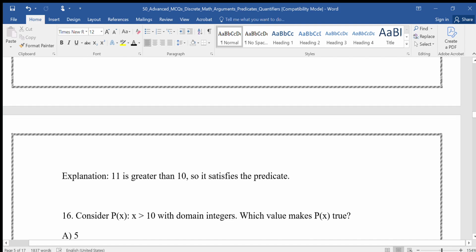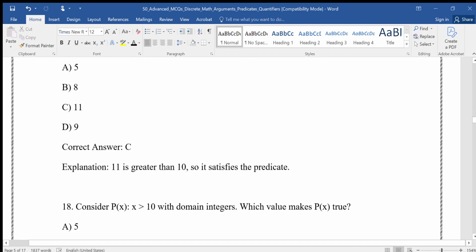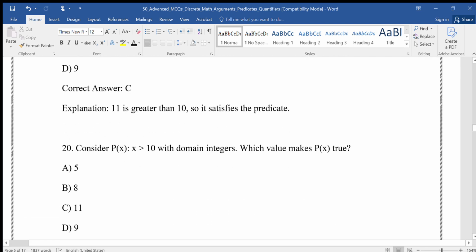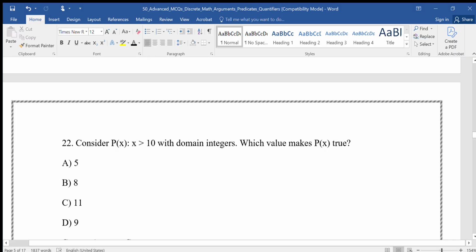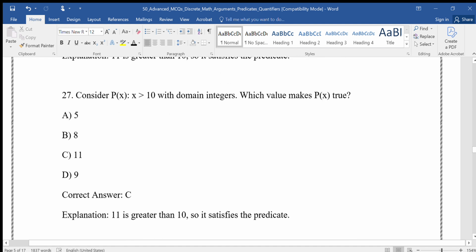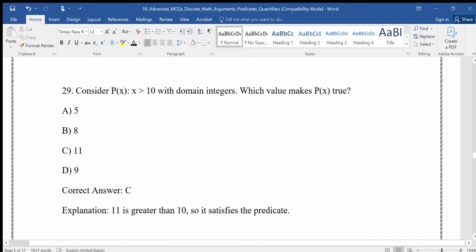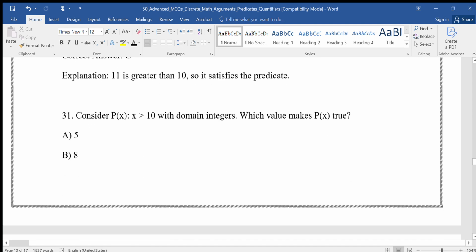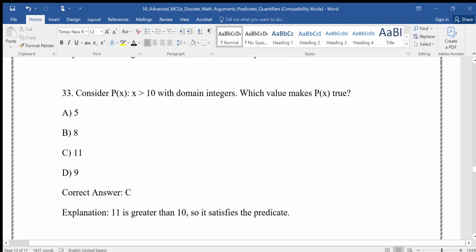It satisfies the given predicate, which makes P of x true.